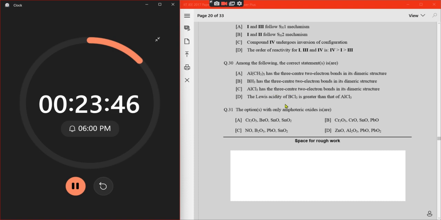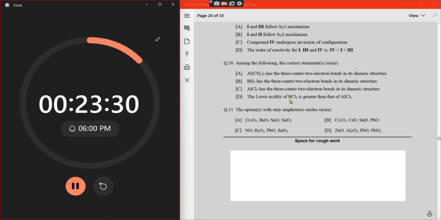Okay, the Lewis acidity of PCl3 is greater than that of AlCl3. Okay. Lewis acidity of this guy is greater than that of. No, ये अच्छा acid होता है ना? Yeah, so probably not, I guess. I don't think this is correct.